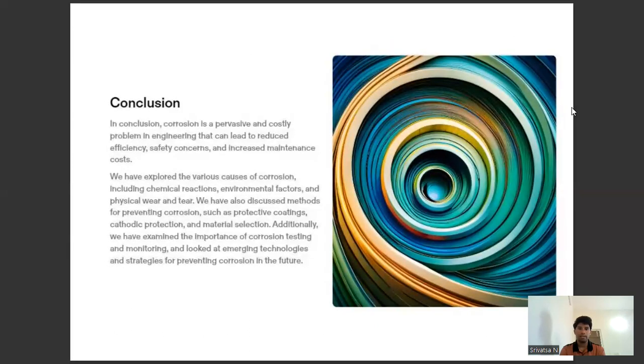So I hereby conclude, saying that corrosion is a pervasive and costly problem in engineering that leads to reduced efficiency, safety concerns, and increased maintenance costs. We have explored the various causes of corrosion, including chemical reactions, environmental factors, and physical wear and tear. We have also discussed the methods for preventing corrosion, such as protective coatings, cathodic protection, and material selection. Additionally, we have examined the importance of corrosion testing and monitoring, and looked at emerging technologies and strategies for preventing corrosion in the future.